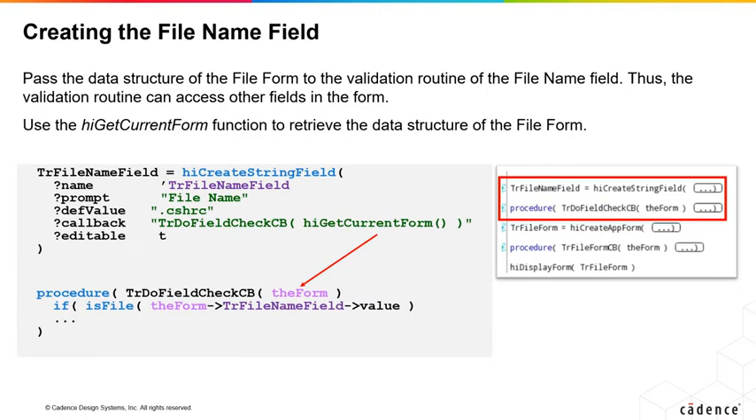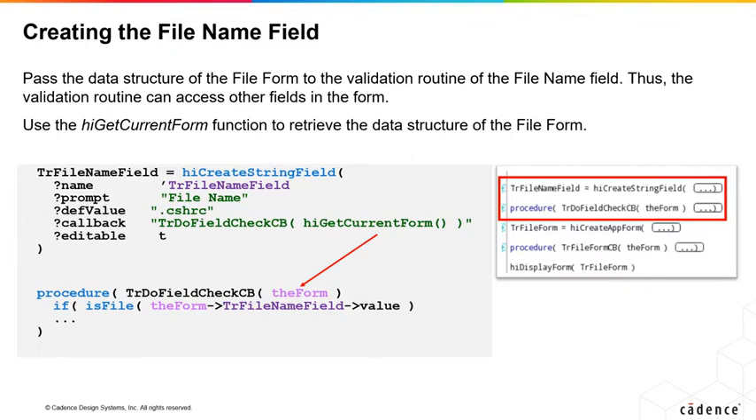In order to create the file name field itself, we need to pass the data structure of the file form to the validation routine, so that way it can collect not only that particular field's value, but any other fields it may need. And then we would use the HI get current form function to retrieve the data structure of the file form. So you can see here in the definition of the field, we use HI create string field. We give it a name, a prompt, a default value, and then the callback is tr do field check CB.